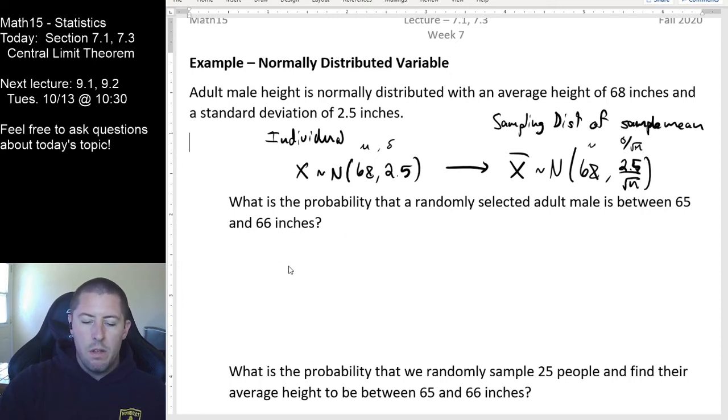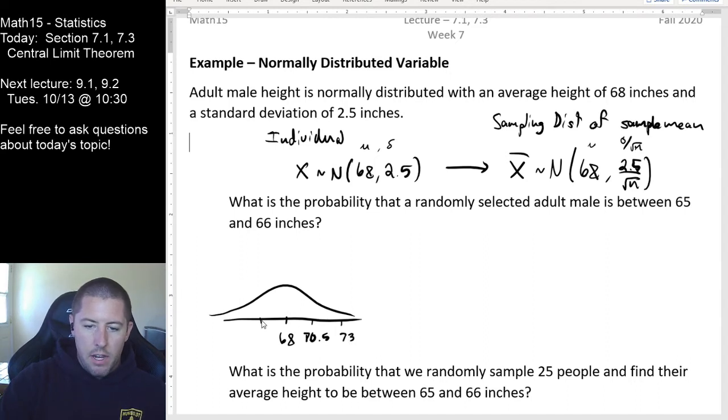Since we're talking about normally distributed stuff, I'm going to be responsible and draw my diagram, our bell-shaped curve. I know I'm centered at 68. I know that I'm going to go 2.5 in each direction to get each standard deviation. So I'll draw two standard deviations in each direction at least: 65.5, 63.